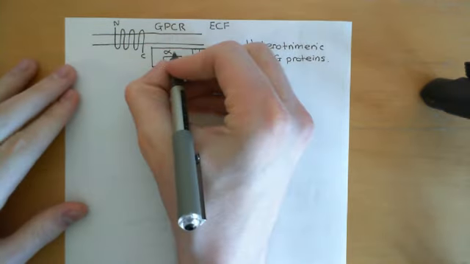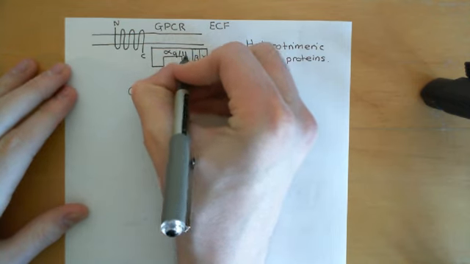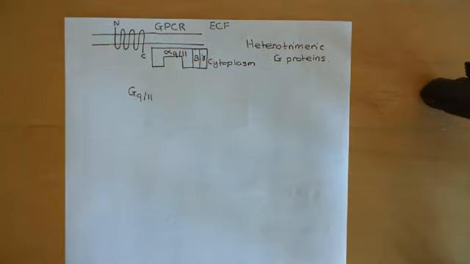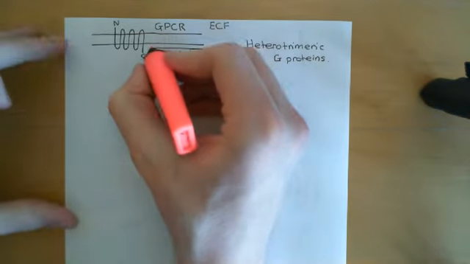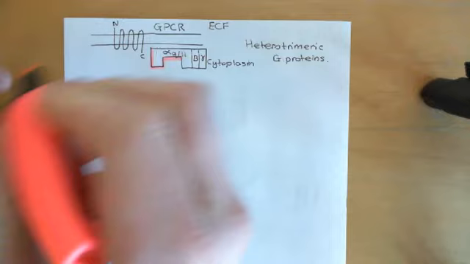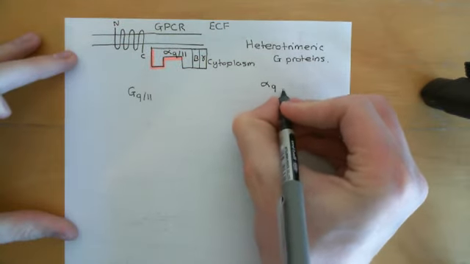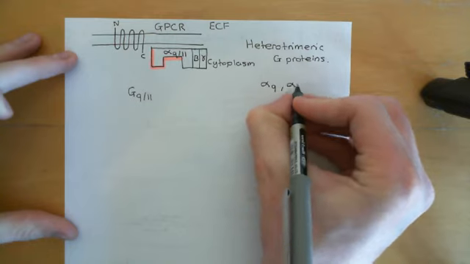So in a Gq/11 heterotrimeric G-protein, the alpha subunit is going to be what's known as alpha q/11. Now what does that actually mean? Well, that means that it could be alpha q. Alpha q is a specific alpha subunit of a heterotrimeric G-protein, or it could be alpha 11.